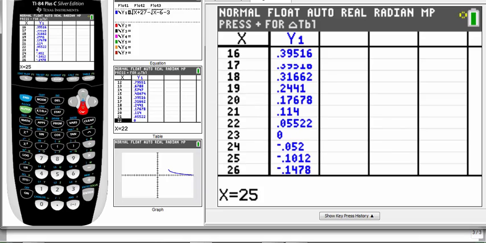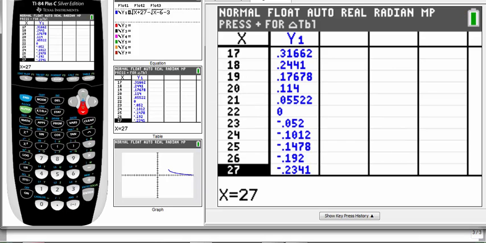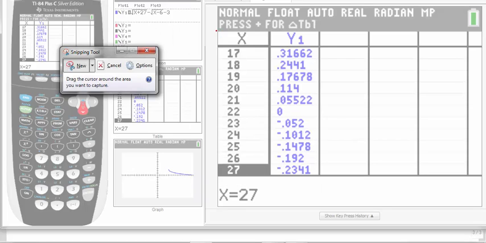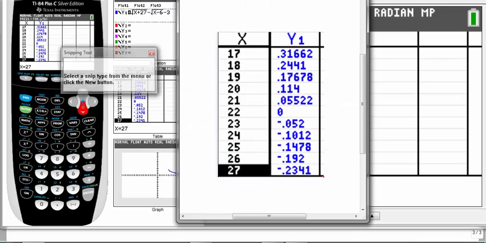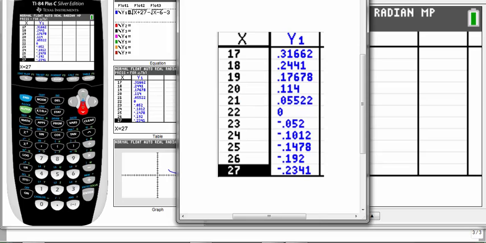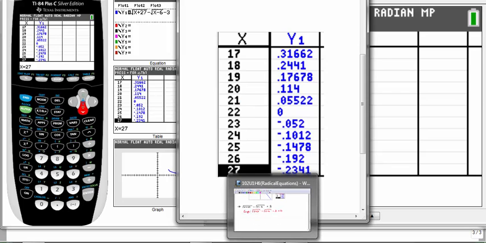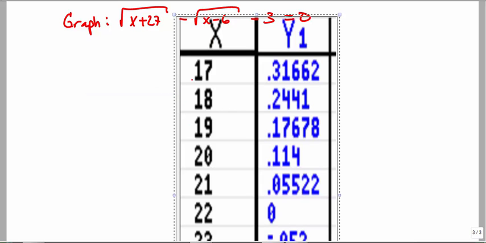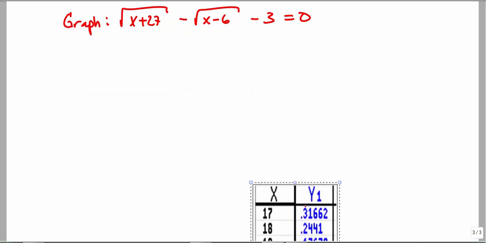Now our table won't always have this. It'll only have it if we have an integer solution. So let's go ahead and copy this table and put it into our notes. So 22, 0, that tells me I have one solution so far. There might be another one. Maybe I need to keep searching. But it looks like for now I just have the one solution.